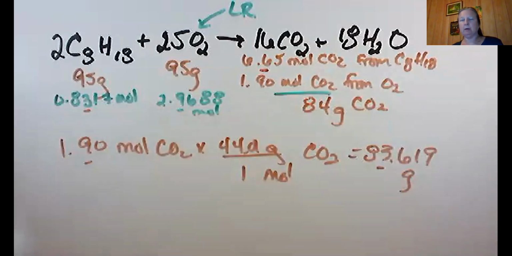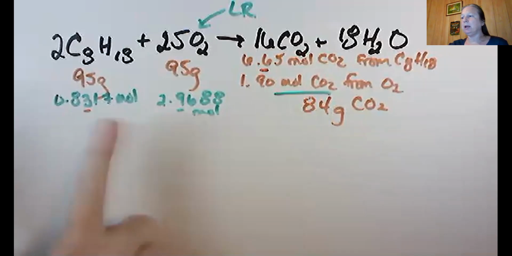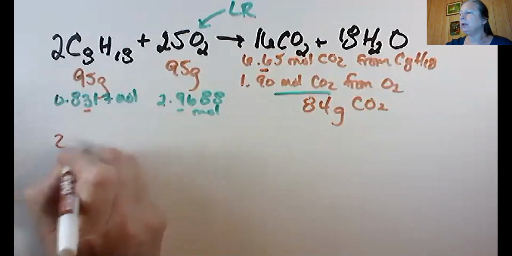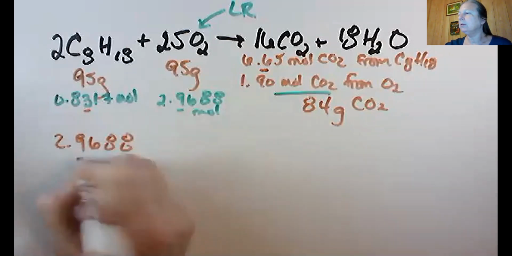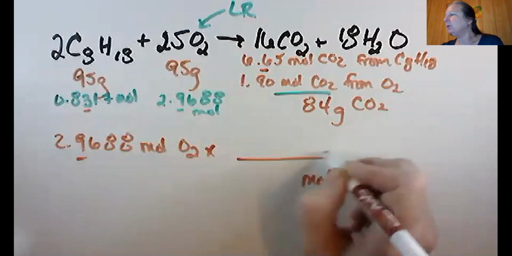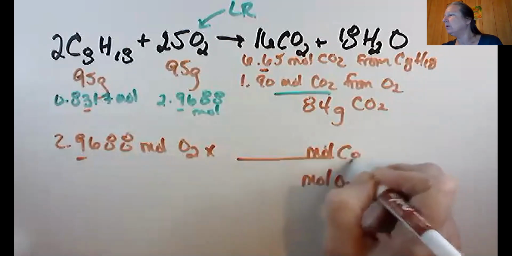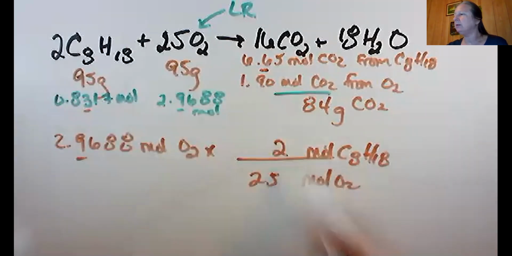Okay. The next question on that slide says, how many grams of the excess reactant will be left over? That's my hydrocarbon. So I have to figure out how much I use up. Remember, at the end, this will be gone. How much of this will be used up? So you do that with the relationship between oxygen and octane. 2.9688 moles of oxygen, all of which will be consumed. And when it is consumed, how much octane will have been used? I have 25 moles of oxygen for every 2 moles of octane.